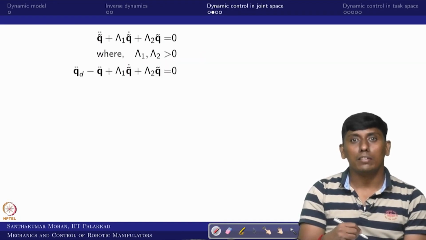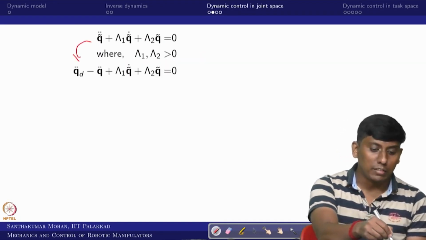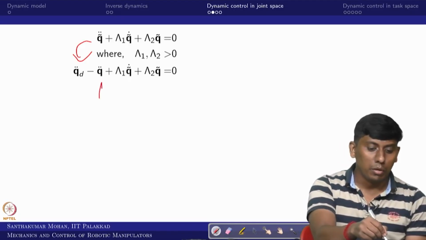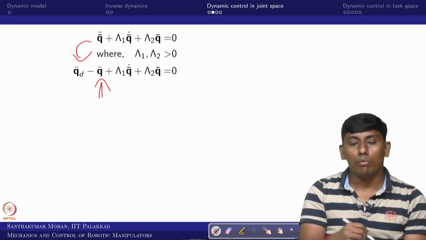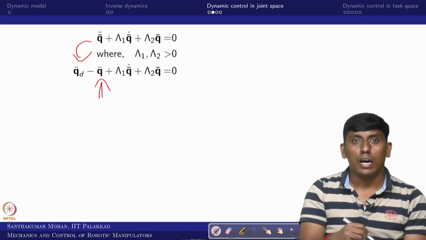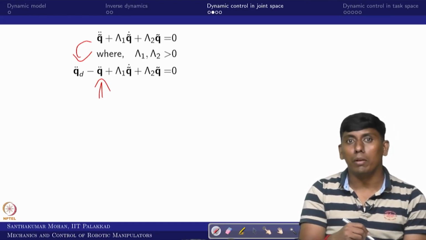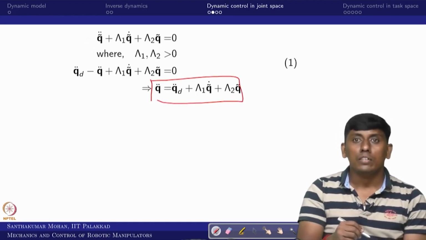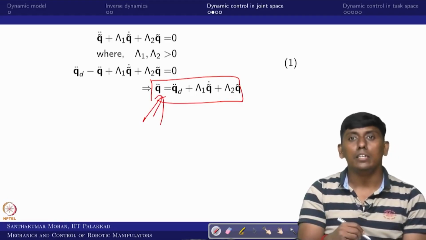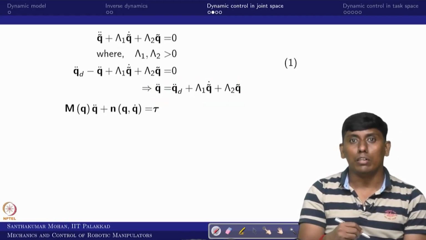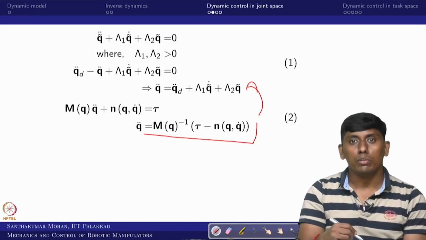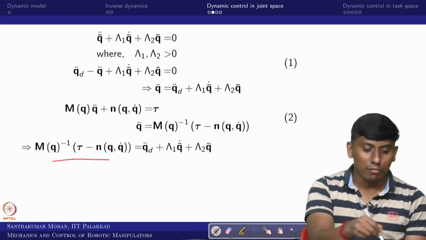So we expand this equation, and expand q tilde double dot as q double dot desired minus q double dot. This q double dot we know from the equation of motion, and q double dot desired is available from the trajectory planner. So this is what we can write. This we know from the model, or equation of motion, so this would be known. So we can equate these two, and you will get this final form.